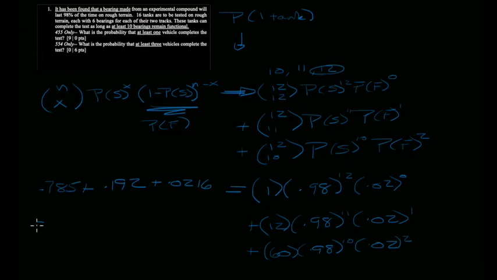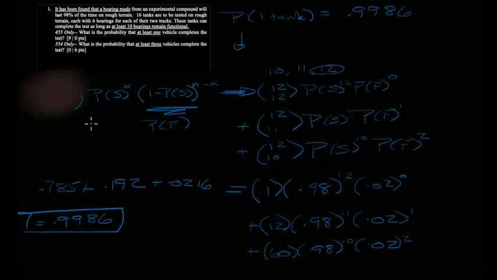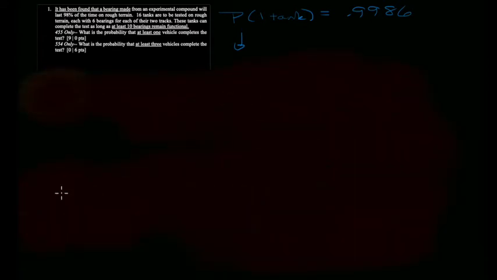You add all those together, and you get 0.9986. That is the probability of one tank succeeding: 0.9986, which is actually a lot higher than the 98%, and that's because only 10 or more bearings need to remain functional. Great. Well, that is for undergrad and grad.